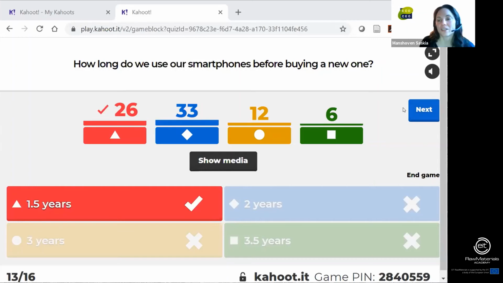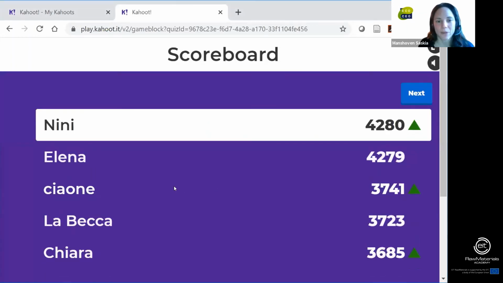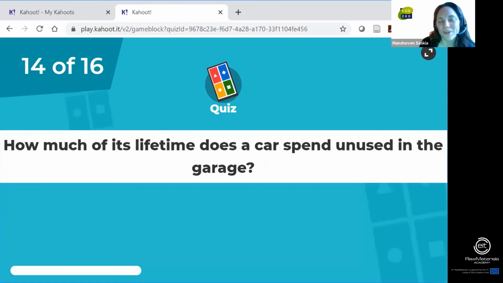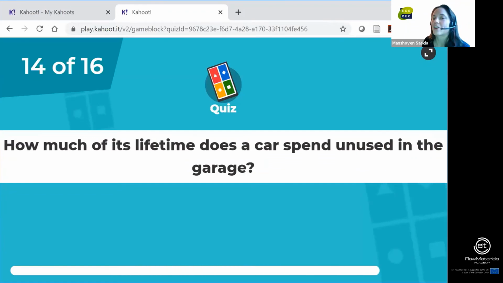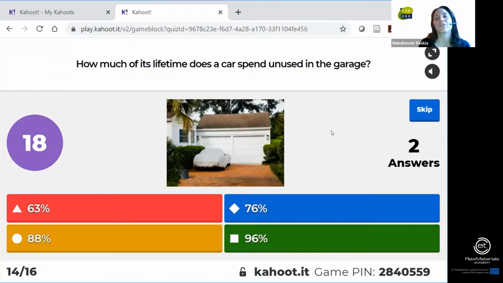Another question on our use of products. Oh yeah, let's see the ranking. So, oh, Nini has taken over from Elena, which is, yeah, okay, it's going to be quite exciting to see who wins. Okay, so the next question. How much of its lifetime does a car spend unused in the garage? Most of us have cars in our household, but how much of the time is it actually just in the garage and not being used?